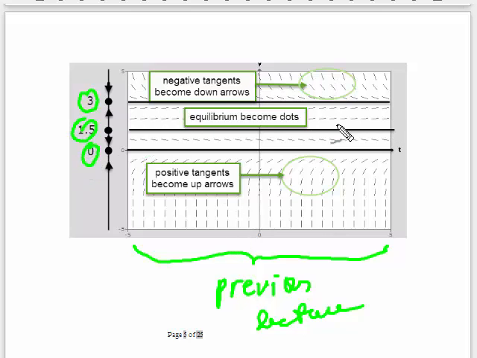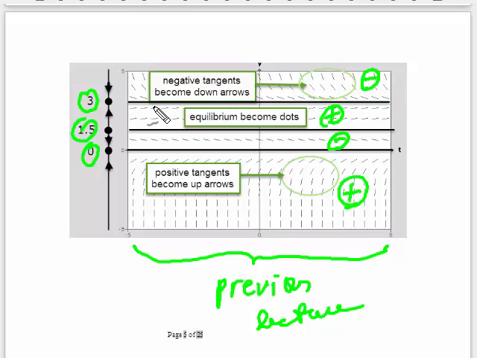Now they carve this yt plane into strips, and in each of these strips, the flow is similar, so the sign of the derivatives, the signs of these tangents, are the same. So below 0, they're all positive. Between 0 and 1.5, in this case, they're negative. Between 1.5 and 3, they're positive again, and here they're negative again.